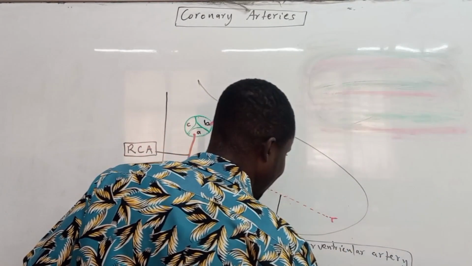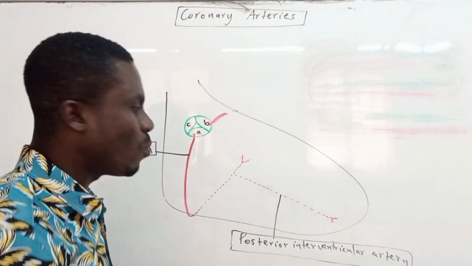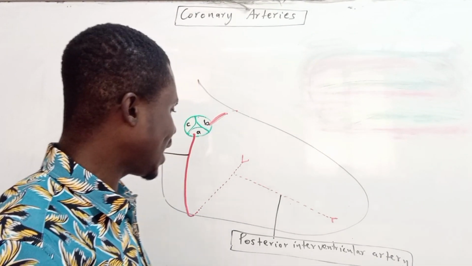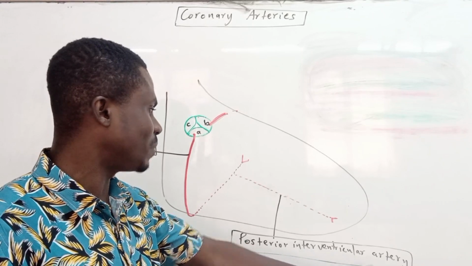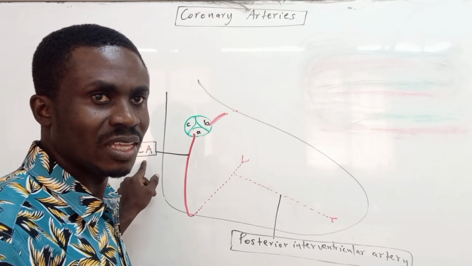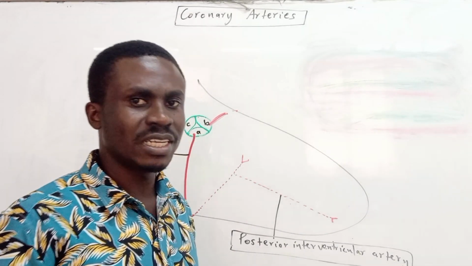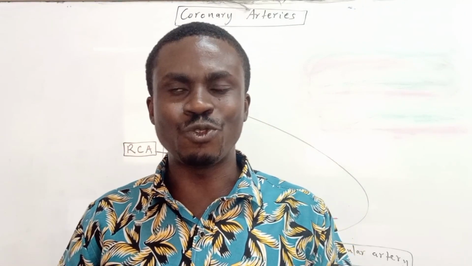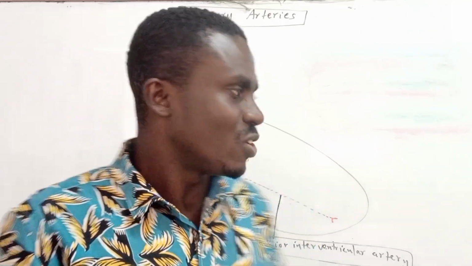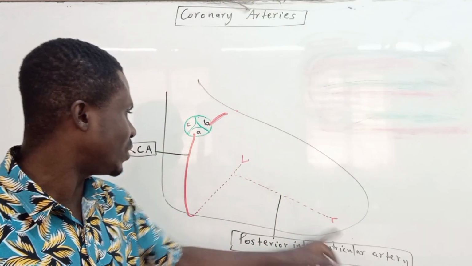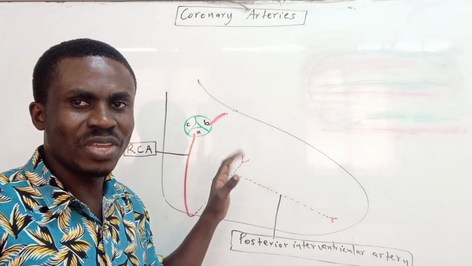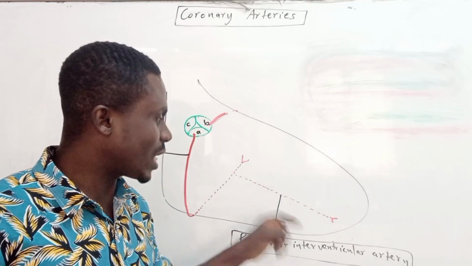Posterior interventricular artery. Now, almost always, in about 80% of the population, this posterior interventricular artery is a branch coming from the right coronary artery. And this artery is very important because it is the one which helps us to know the cardiac dominance, the dominance of the heart. Because this posterior interventricular artery is coming from the right coronary artery, this heart becomes a right dominant heart. I'll come to another thing.